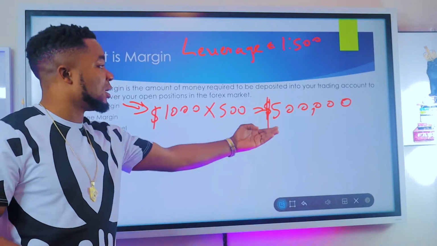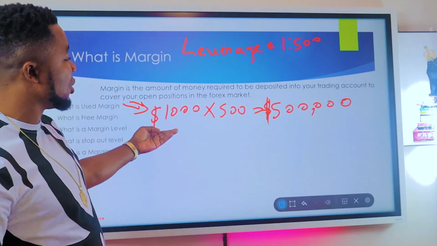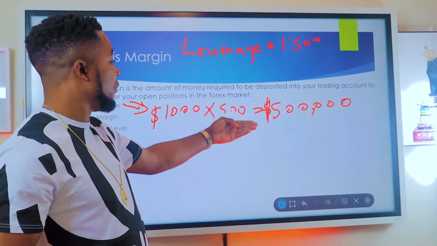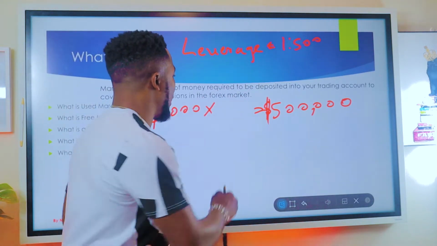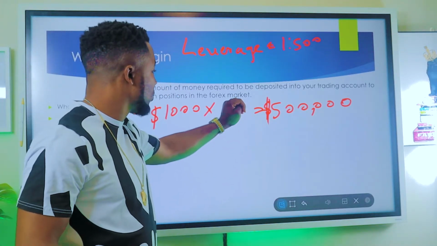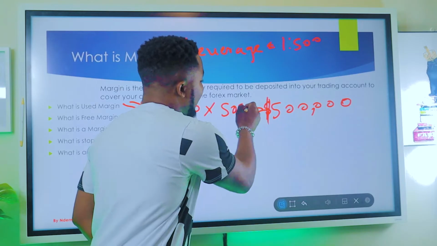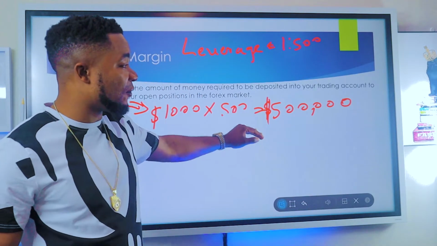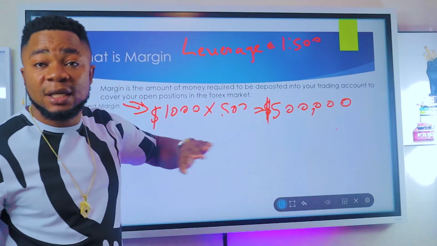And to calculate that margin, you just multiply what you've deposited into your account times the leverage which your broker is offering you. If your broker is offering a leverage of 1:10, then you just multiply that by 10. But in most cases, most brokers will offer you a leverage of 1:500. So you multiply that $1,000 you deposited times 500, and your margin is 500,000.